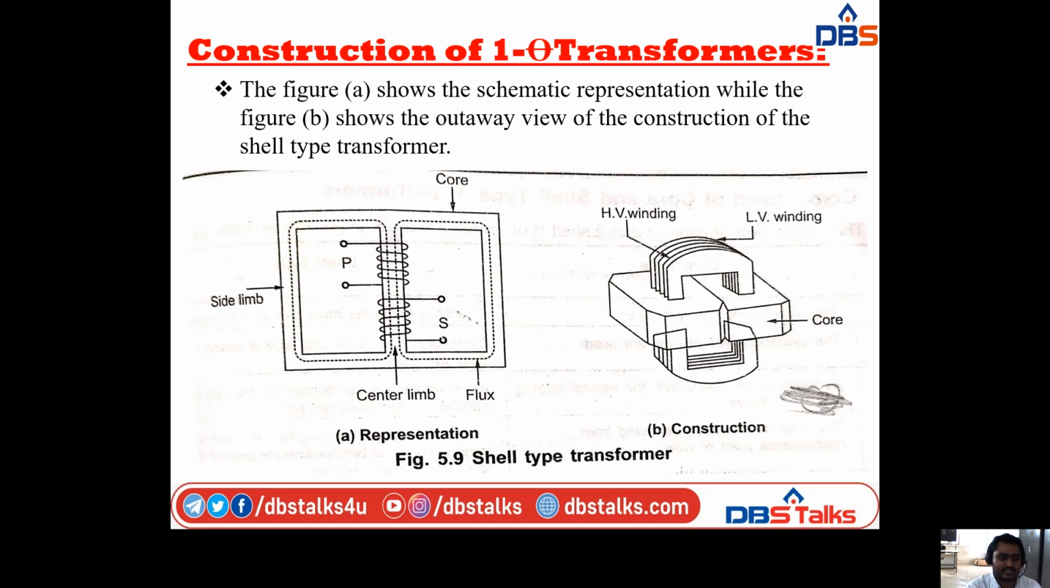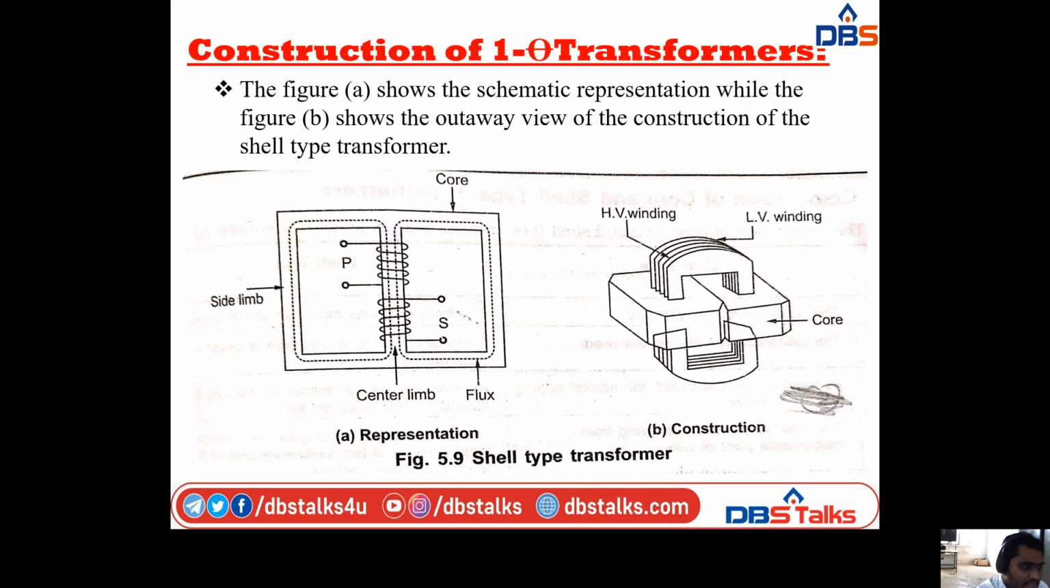Coming to the construction, in the shell-type transformer the windings are surrounded by the core. It consists of the HV winding and LV winding, that is high voltage winding and low voltage winding, like this. So this is the construction and representation of the shell-type transformer.